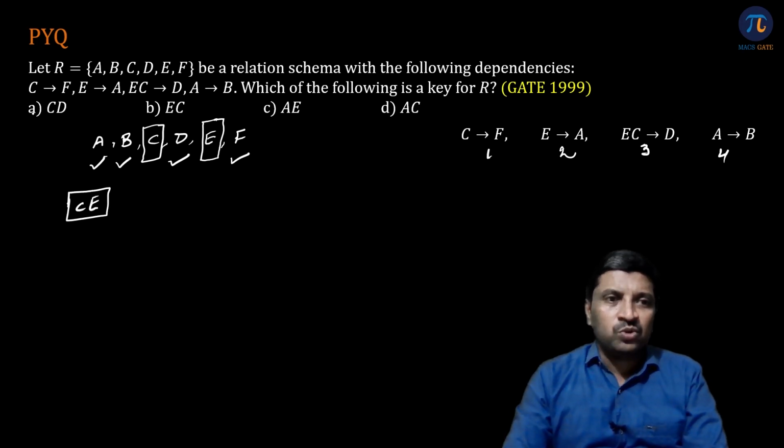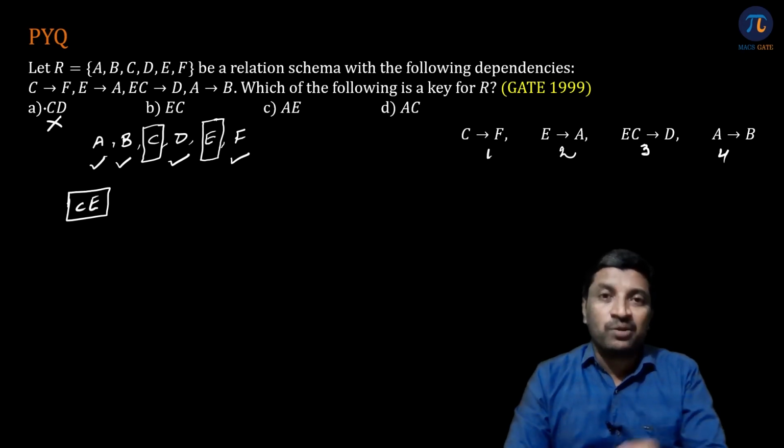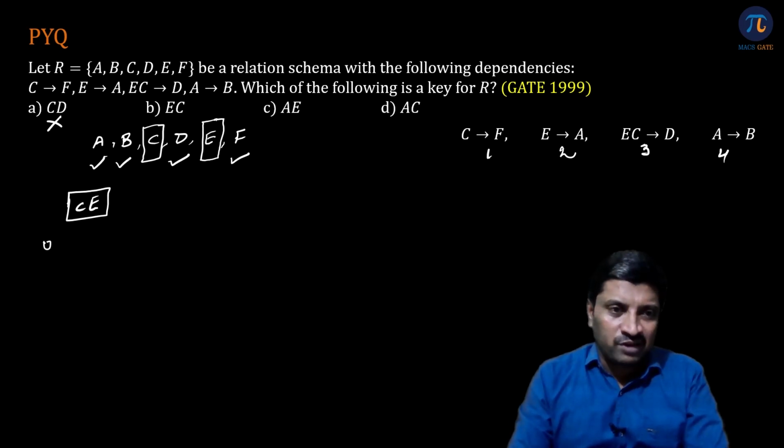Now please go to option A. I have C but I don't have E, so this cannot be a candidate key because the candidate key must include C comma E. Maybe some more attributes, but these two are mandatory. What about E comma C? I have these two attributes. So let us verify option B.